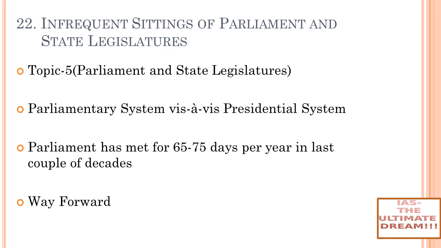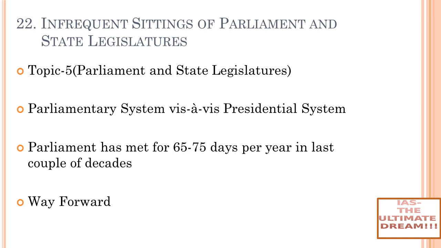which is not happening, and we'll try to see it through the prism of certain data. In the initial days of our republic, Lok Sabha sat for about 125 to 140 days a year, but Parliament has met for 65 to 75 days per year in the last couple of decades, almost half, right? And we know from the prelims point of view that there cannot be more than 6 months between two sittings of Parliament. So this data is important from prelims point of view. Are you understanding? In the initial years of our republic, they sat twice the amount of time which these lawmakers are sitting now, right?